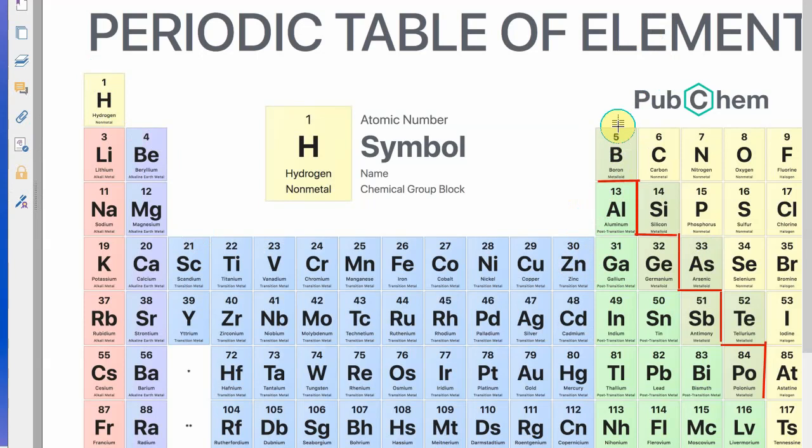Group 13 is the boron family. Group 14 is the carbon family. Group 15 is the nitrogen family. Group 16 is the oxygen family. Group 17 has its own name.